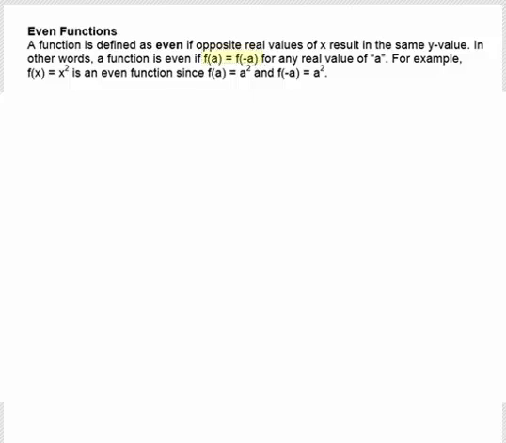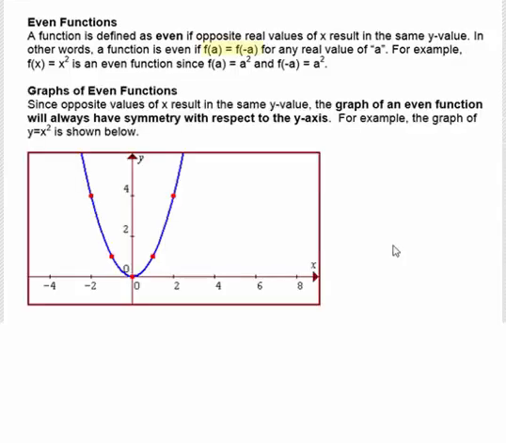A good example of this is f of x equal x squared, since when you put in opposite values of x, you get the same y value. And here's the graph of y equal x squared. As you can see, when x is 1, we get y equal 1. When x is negative 1, we also get y equal 1. When x is 2, we get y equal 4. When x is negative 2, we get y equal 4. And besides this property of giving the same y value, the graph will always have symmetry with respect to the y-axis. The left side will be a mirror image of the right side.